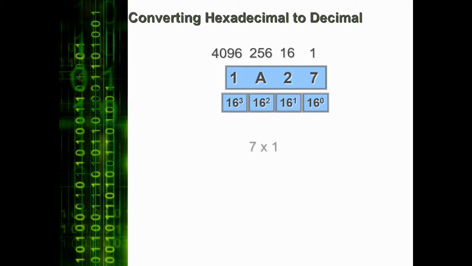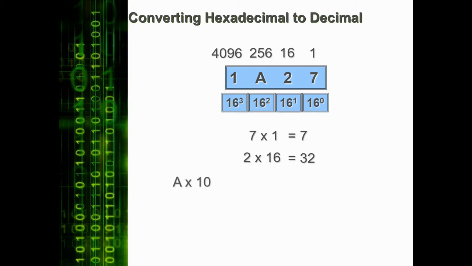The first place is the ones place, and there's a 7 there. So this represents 7 groups of 1. The second place has the digit 2, and it represents how many groups of 16 there are. That means that a 2 in this place would represent a total of 32.